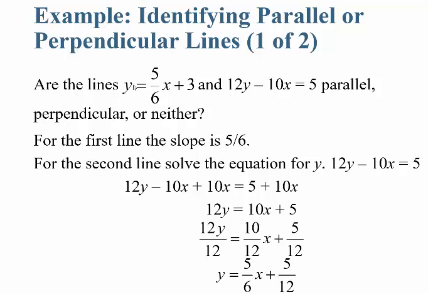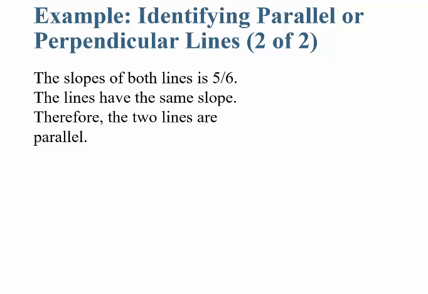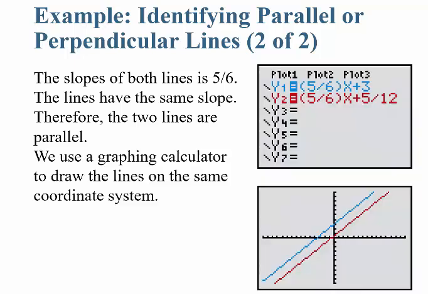Well, look at this line: y is equal to 5/6 x plus 3. And this is y is equal to 5/6 x plus 5/12. Are the lines parallel, perpendicular, or neither? How do we know? If you remember from last section, we talked about what makes two lines parallel. What we see is that the slope of both lines is 5/6. So the lines have the same slope, and lines that have the same slope are parallel. So those two lines are parallel lines.